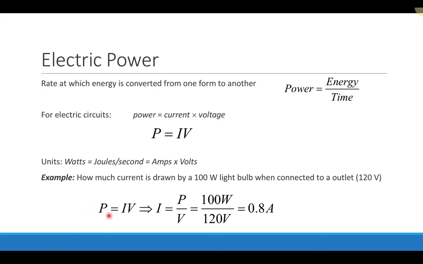So I know that power is current times voltage. So the current that is being drawn by that light bulb is the power of the light bulb over the voltage. So 100 watts over 120 volts would be 0.8 amps. Now remember, the outlet of 120 volts is actually an alternating current, alternating voltage, and the value for that voltage of the outlet is equivalent to a 120 volt battery.